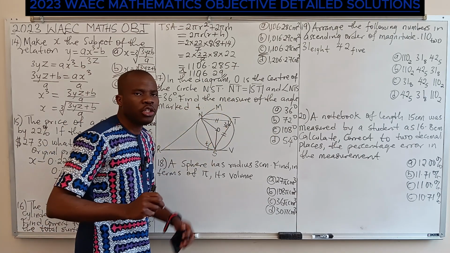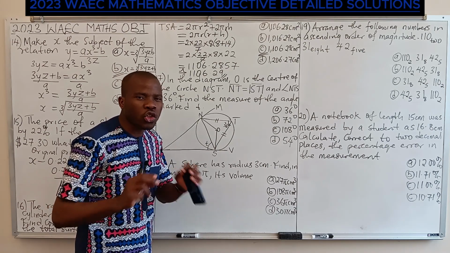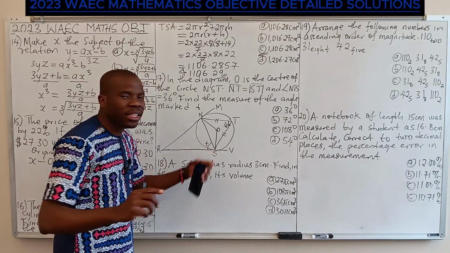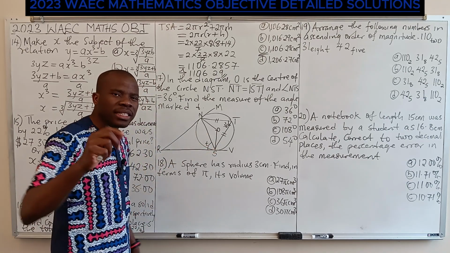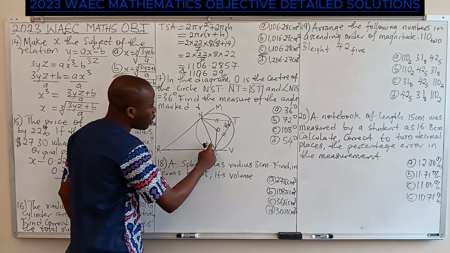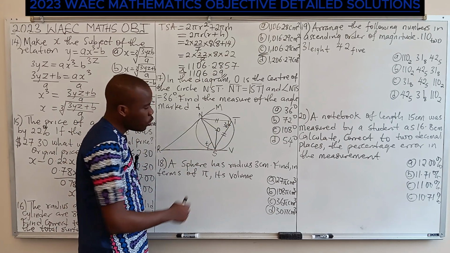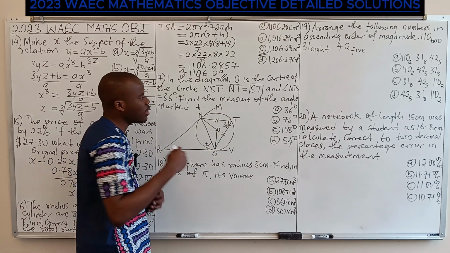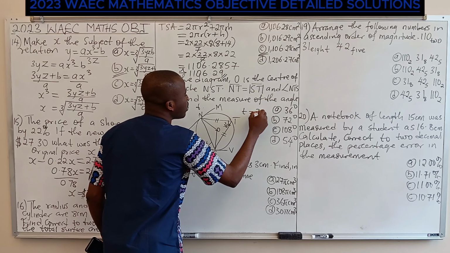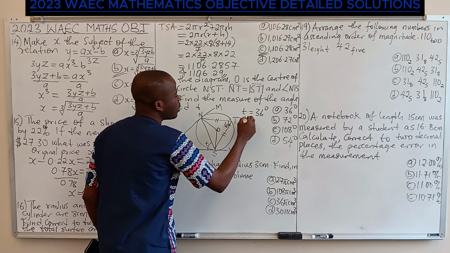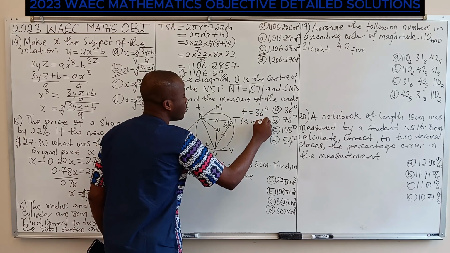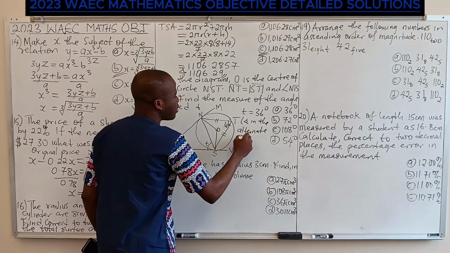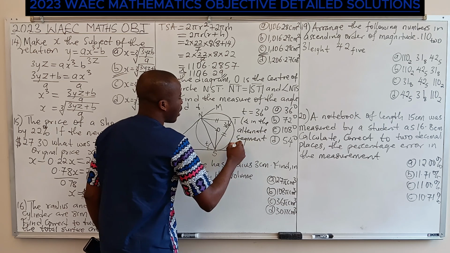This is you knowing the circle theorems. We will invoke one of the circle theorems, which is the alternate segment theorem. The alternate segment theorem says the angles in the alternate segments are equal. So T is equal to this 36. That's all. The reason is angle in the alternate segment. T is 36 degrees. Just to help you, the reason is angles in the alternate segment are equal.